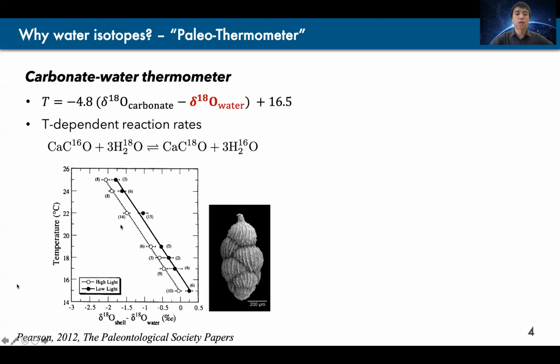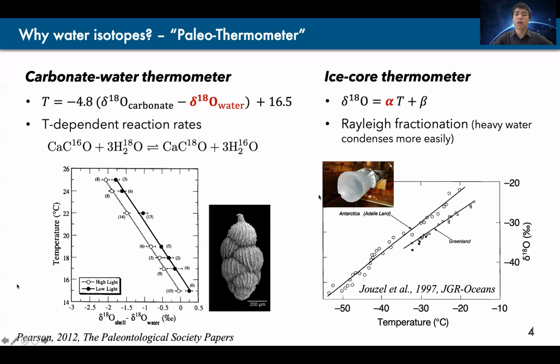You can calibrate this thermometer in your lab, and you see a very nice relationship between temperature and the delta 18O. In addition, you can also use ice cores to reconstruct past temperature. The equation is listed here. You see that alpha is at the center of the thermometer. You measure the delta 18O in the ice cores, which is thought to reflect the past snowfall, then you can calculate the temperature. The theoretical basis is the Rayleigh fractionation, so heavy water condenses more easily, and it's calibrated against the present-day climate. You see that the alpha may differ a little bit for different regions, and people are still debating the details about the alpha. How does the alpha vary with climate change?